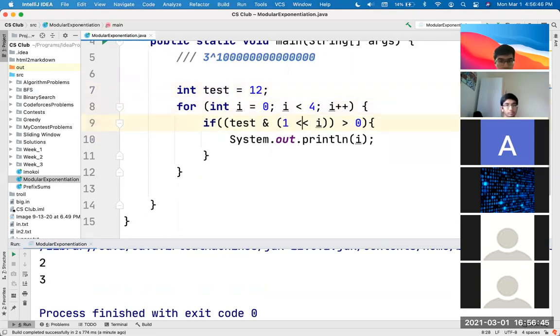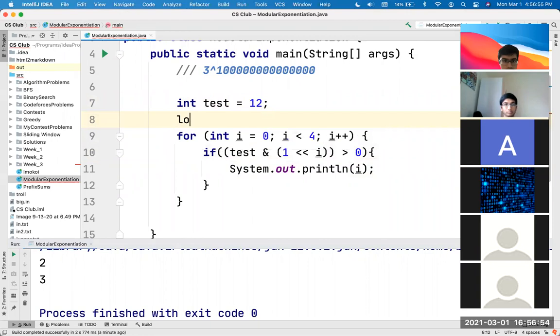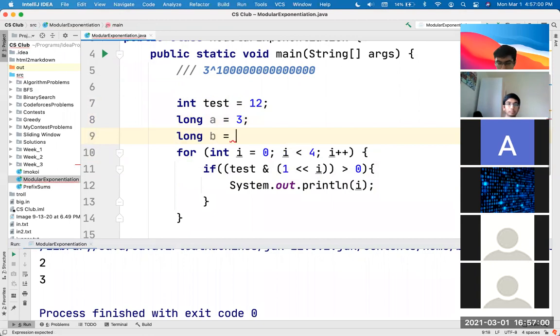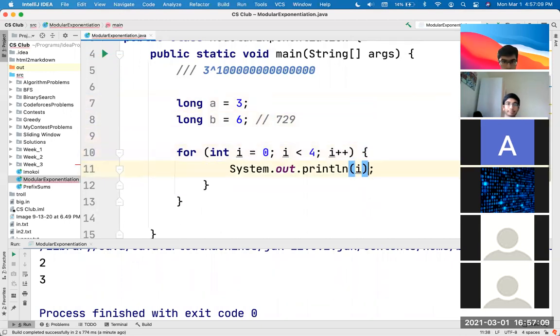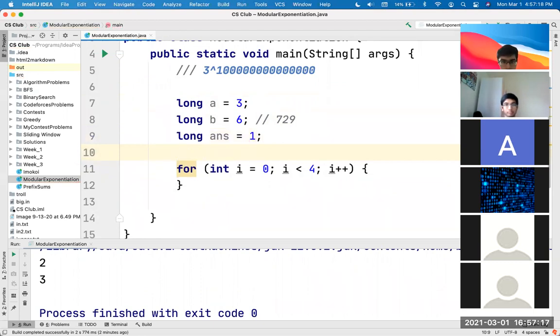Now that we have that out of the way, let's say for this example we want to find 3 to the power of 6. We'll do something simple, and this is equal to 729. So the way that we would do this is we would have an answer variable that starts off at 1. And then we would have a pow variable that starts off at 1. And this pow variable basically tells us 3 to the power of some power of 2.